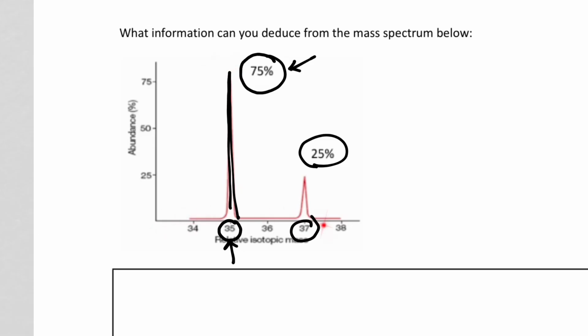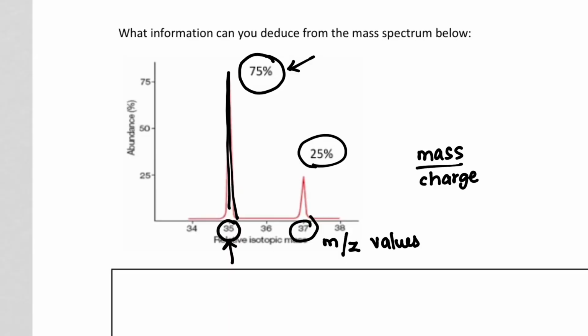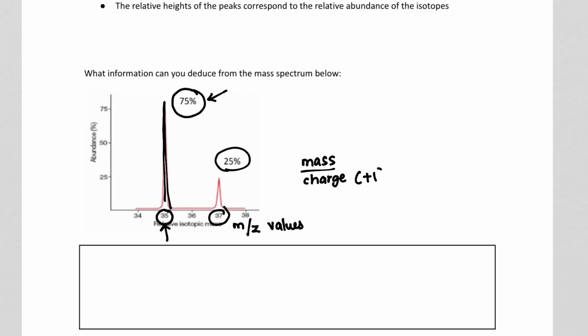And on the x-axis, you have relative isotopic mass, which is given as m/z values. The m/z value is the mass over charge ratio. Now, what is the charge? If you look here, the sample is ionized. It's turned into +1 ions. So then the charge is +1, which means that the mass is going to be simply the isotopic mass.